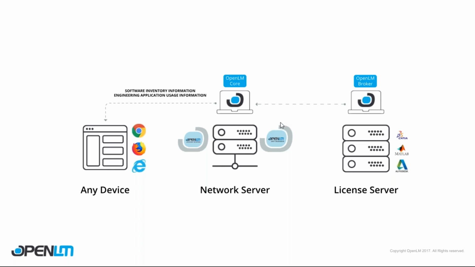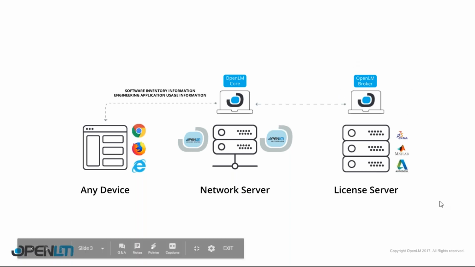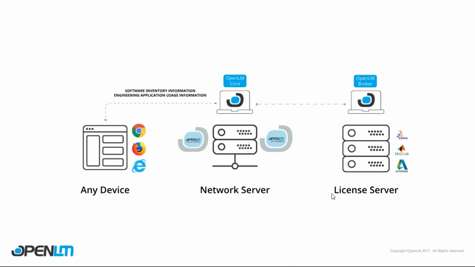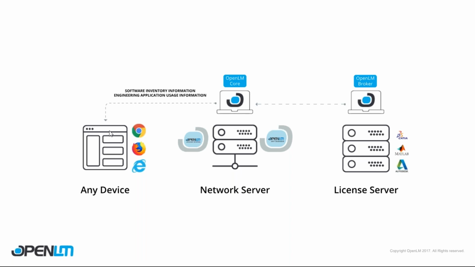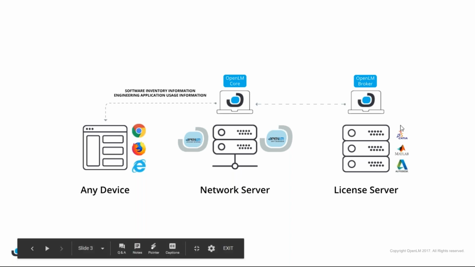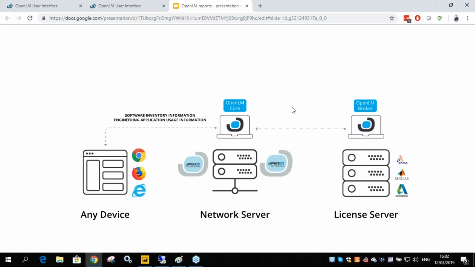So just a quick recap. The system of OpenLM: you'll need the OpenLM broker installed on the license server itself. That will monitor all the license managers you have there and transmit information to the OpenLM server. Now, the OpenLM server you can access using any device, using any browser, and just view all the reporting information. Now, you might have many different license servers with brokers on them, and all of them send information to one central OpenLM server.